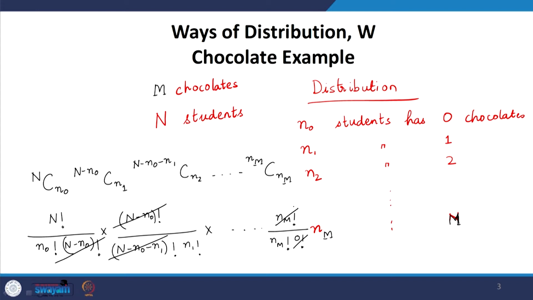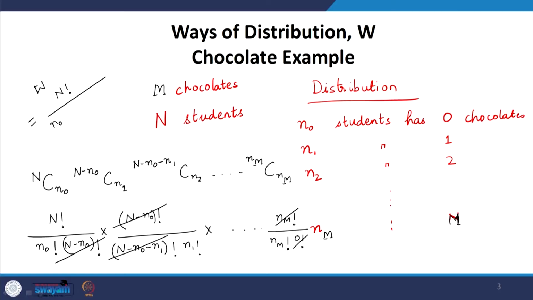So, the answer then is the number of ways is given by W is equal to n factorial, that is the number of students. So, you can see why I have said m chocolates instead of n, so that we do not have the confusion. So, we have n students, and n factorial goes in the numerator divided by the number of ways of distributions multiplied, n naught factorial, n1 factorial to nm factorial, right.